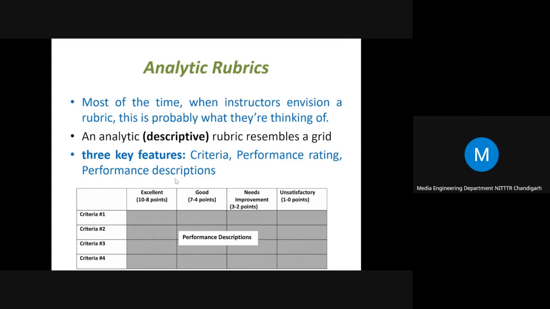One is criteria. We can see them in the leftmost column: criteria 1, criteria 2, 3, 4. Then there are performance ratings written as excellent, good, needs improvement, unsatisfactory, or they can be grades A, B, C, D, or a 1, 2, 3, 4 scale. And then we have performance descriptions for every criterion. There will be a performance description with respect to every performance level, right?